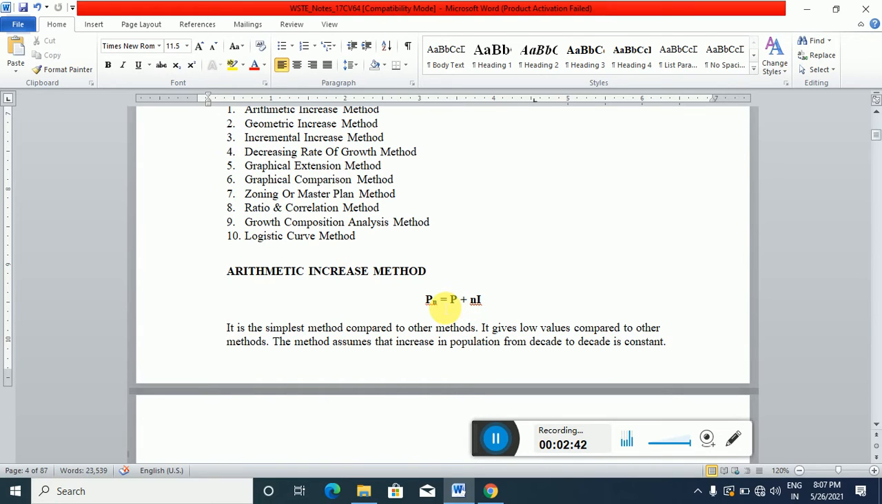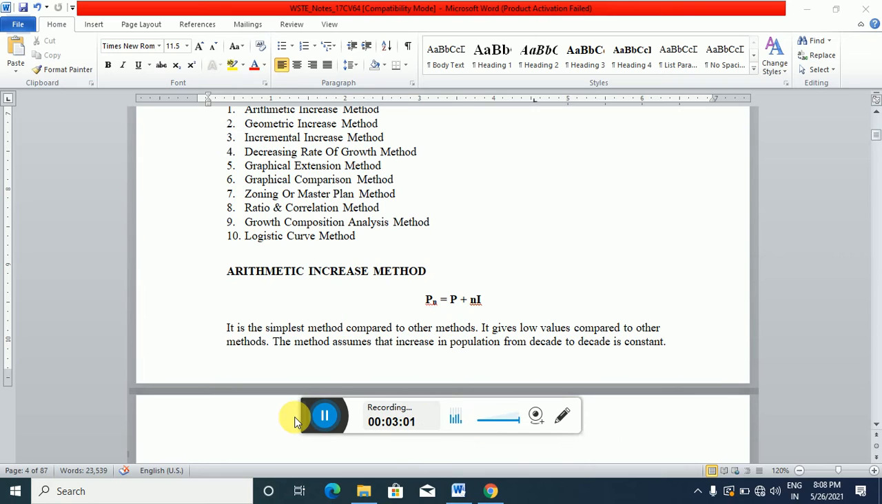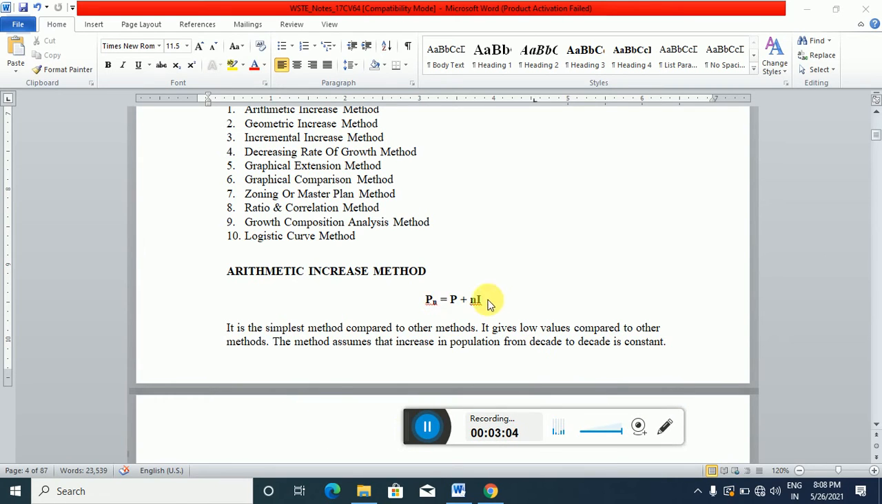So it is a simple formula. It gives us Pn is equal to P plus N into I. Okay, it is a very simple method compared to all other methods. Here the incremental increase from one decade to another decade is constant. So one decade is equal to 10 years. So this is the formula: Pn is equal to P plus N into I. Here Pn is the population to be estimated, that is for the nth decade. P is the population of the last decade, and N is the number of decades, and I is the average incremental increase.